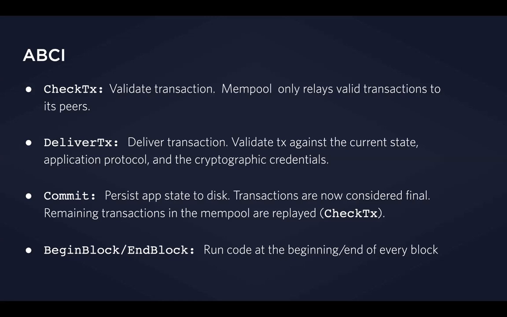And this is the way instant finality is produced. After a commit message, the remaining transactions on the mempool, which holds all the transactions that are pending, so to say, are replayed with a checkTX message. And there's also a begin and end block logic, which is run at the beginning or at the end of each block. This is mostly to persist the header to the application layer context, or, for example, on the end block to have additional validator updates.